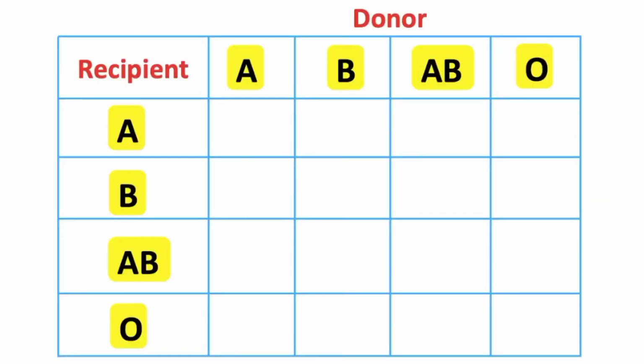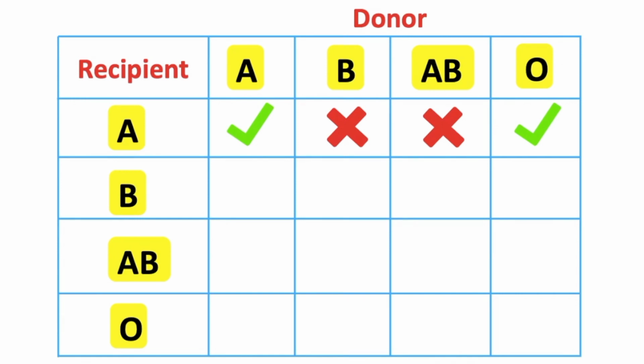Now let's go through who can receive what. So a person with type A blood can receive type A blood. They can't receive type B blood because type A blood has anti-B antibodies. Therefore, the body will fight against these foreign antigens. They can't receive type AB either. Although AB blood has A antigens, it also has B antigens, which again will cause an immune response. They can also receive type O blood because remember, this type doesn't have A or B antigens. Therefore, the body won't see it as foreign.